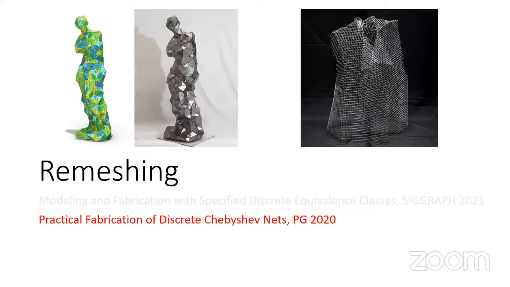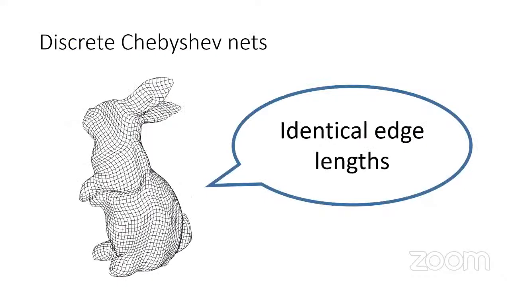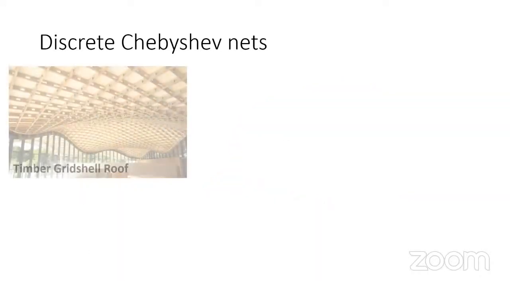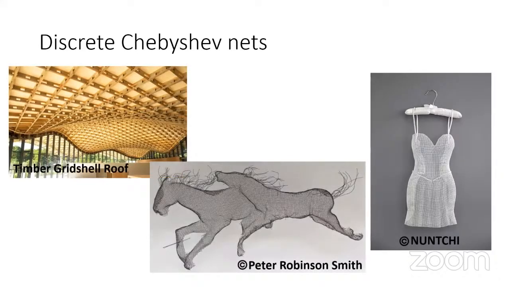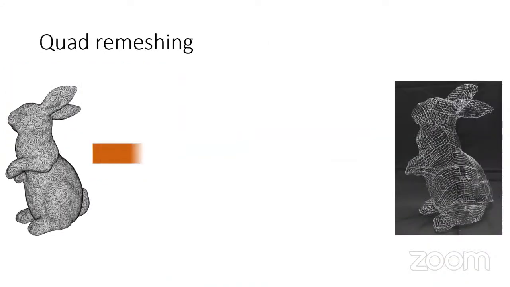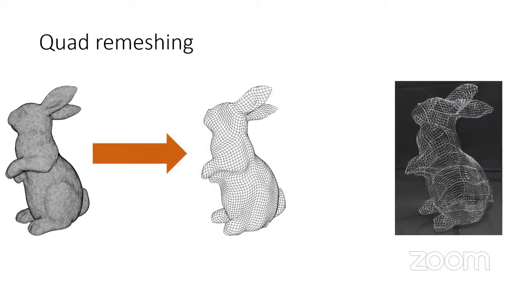The last work is still using remeshing, for Chebyshev nets. Discrete Chebyshev nets are quad meshes with all edges of the same length. They are widely used in architecture, engineering, and art design. Our goal is to provide a computational tool to allow general users to fabricate discrete Chebyshev nets of their desired model at home. From a geometrical perspective, this process is a quad remeshing problem.